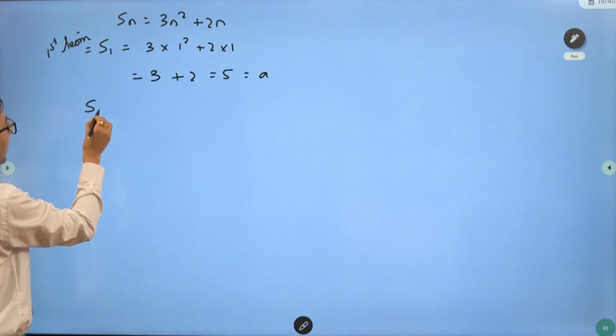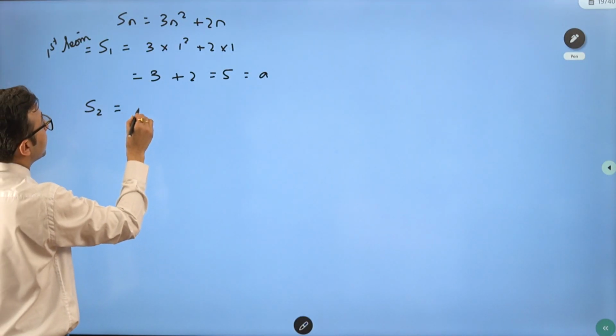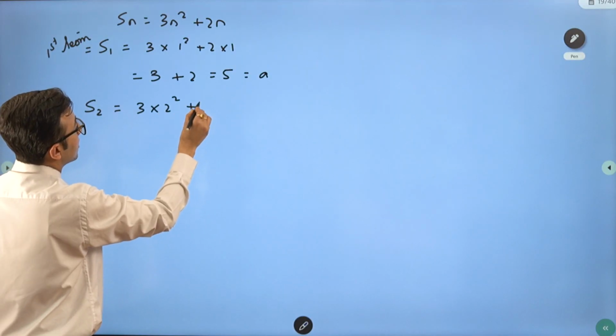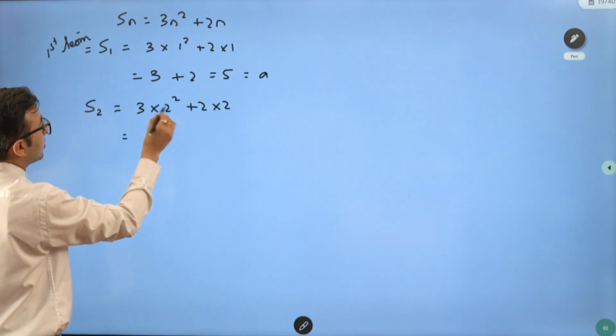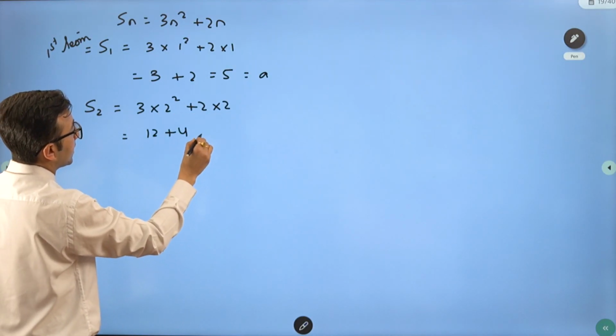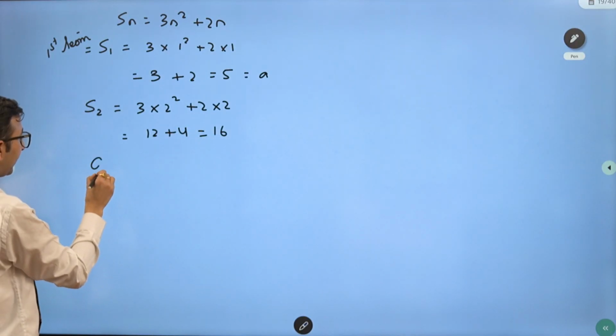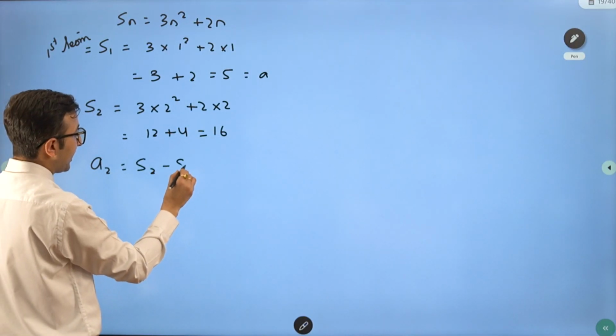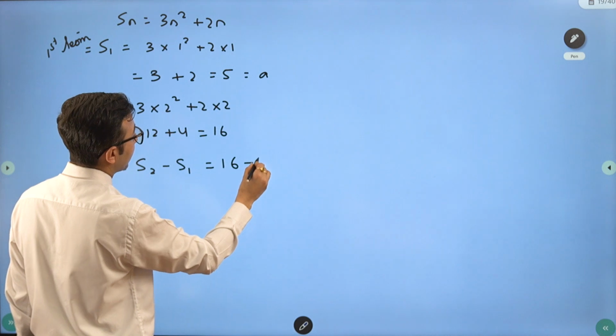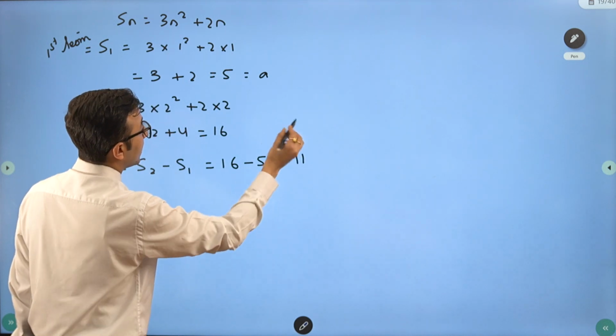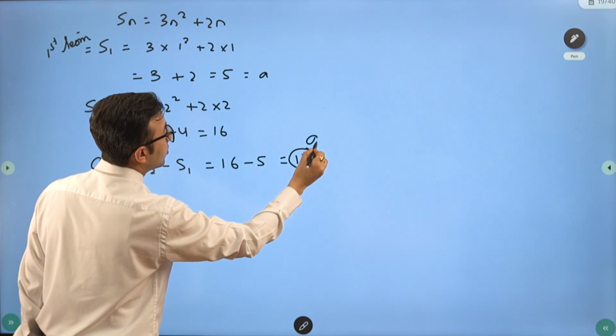Now we'll find S2, the sum of the first two terms. That means 3 into 2 square plus 2 into 2. So 2 2s are 4, 3 4s are 12 plus 4, which is 16. How to find the second term? A2 will be S2 minus S1. S2 is 16, S1 is 5. So this is equal to 11. So this is our second term, A2.